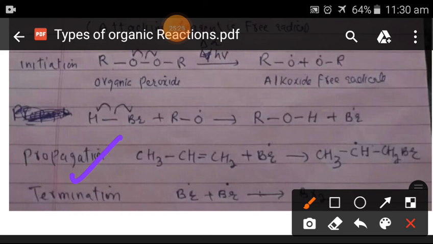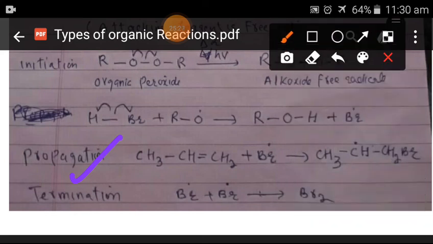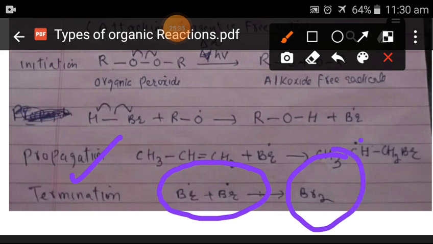In the termination step, these free radicals combine with each other, resulting in the formation of a stable product. So this is a stabilization step. Now the free radicals get summed up. Clear. This is the final step, where the free radicals stop growing further.